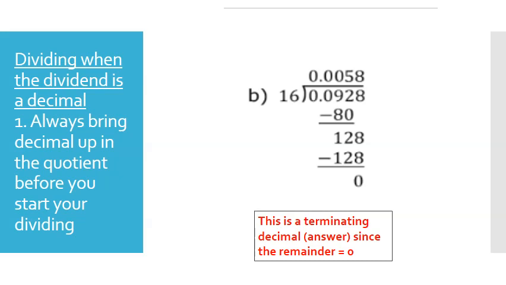So to continue on in our division, we cannot take 16 and divide that into 12. So we bring down the 8, because 128 now is divisible by 16, and it's actually divisible by 16 8 times precisely. So here, since 128 minus 128 is 0, that makes it a terminating decimal because we can't go on any further, and our answer is 0.0058.